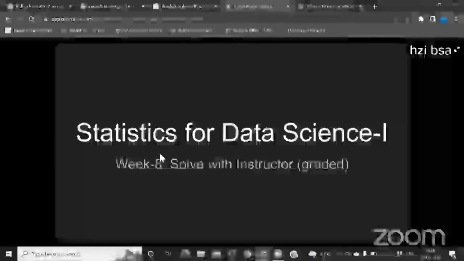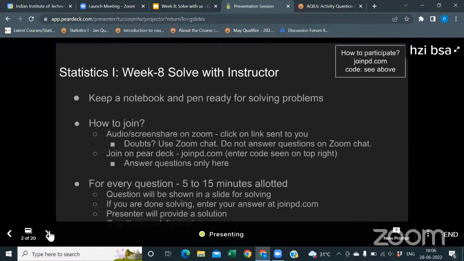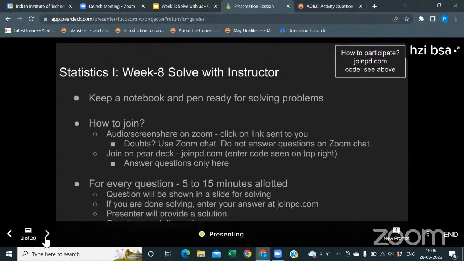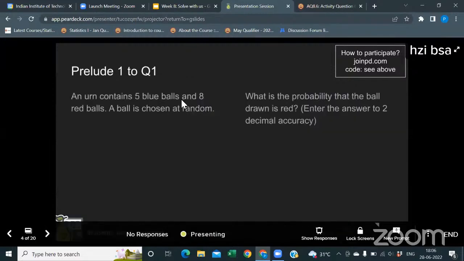This is all with the system for week 8. Please keep pen and paper ready so that you can solve the questions, and you are familiar with how to answer the question. Below you can enter your answer. This is the first question. I think 2 to 3 minutes will be more than enough.